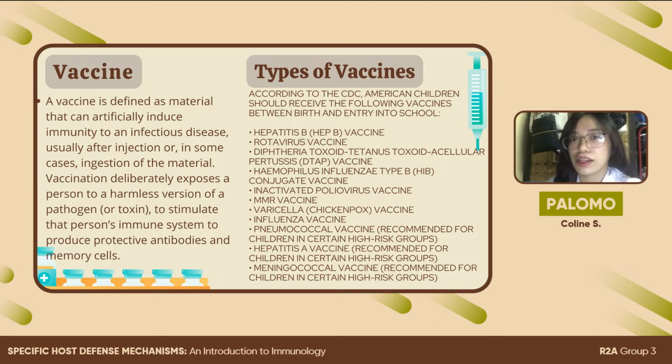Children should receive the following vaccines between birth and entry to school: hepatitis B vaccine, rotavirus vaccine, diphtheria toxoid tetanus vaccine, inactivated poliovirus vaccine, MMR vaccine, varicella vaccine, influenza vaccine, pneumococcal vaccine, hepatitis A vaccine, meningococcal vaccine.